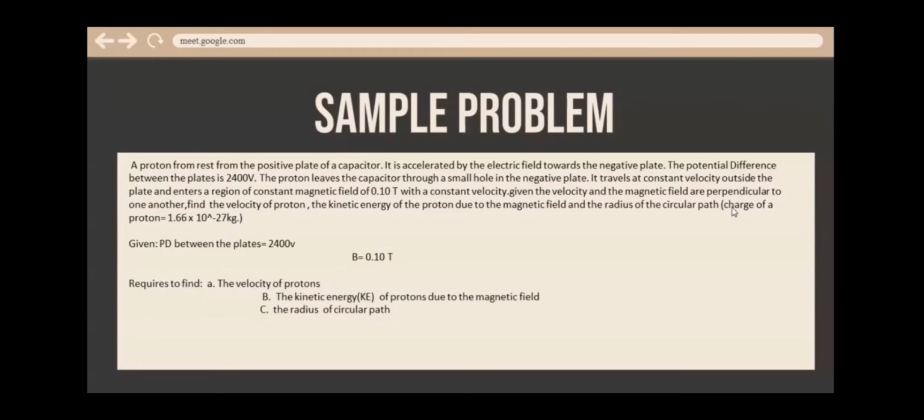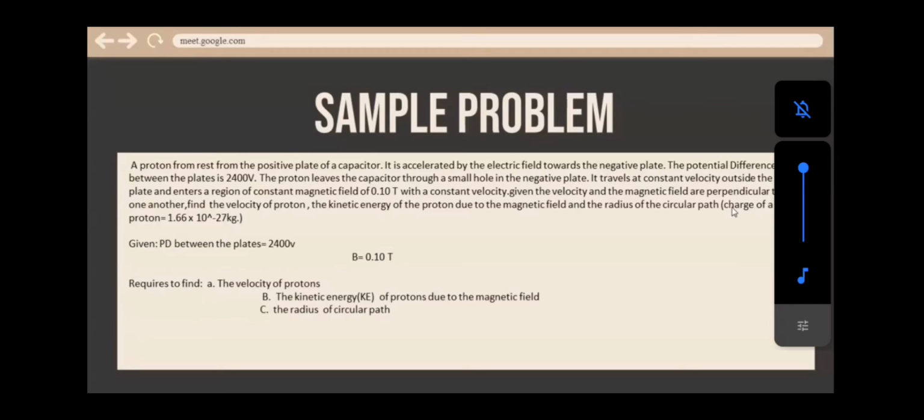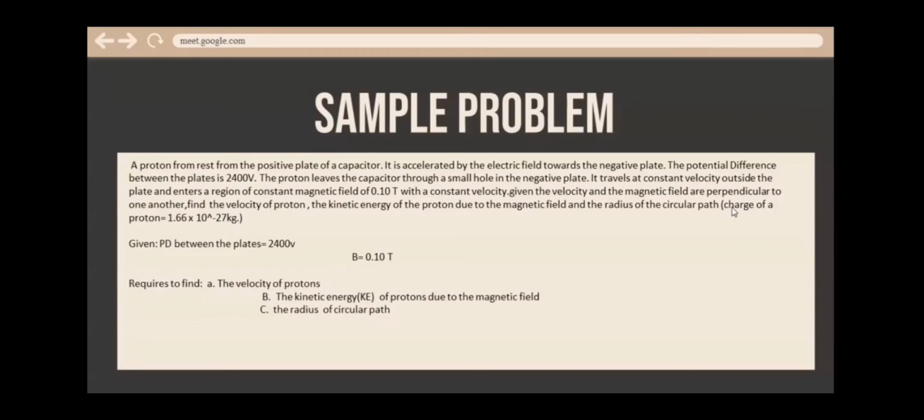Given is the potential difference between the plates of 2,400 volts and B equals 0.10 Tesla. We are required to find A, the velocity of the proton, B, the kinetic energy of the proton due to the magnetic field, and C, the radius of the circular path.